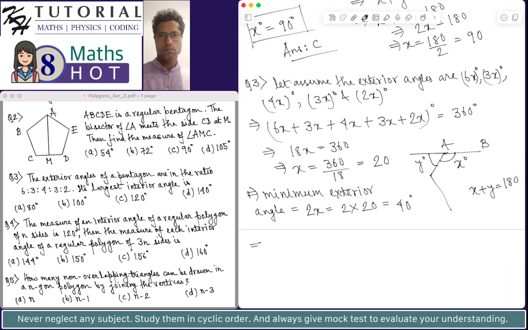Hence we can say that when the exterior angle is minimum, then its corresponding interior angle is the maximum. So the maximum internal angle will be equal to 180 degree minus 40 degree, that is equal to 140 degree. So 140 degree is the maximum internal angle. Hence D is the correct choice.